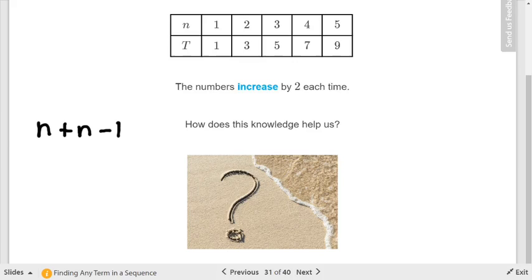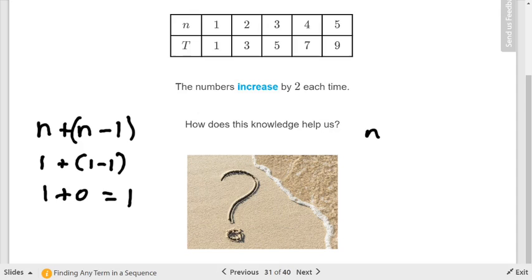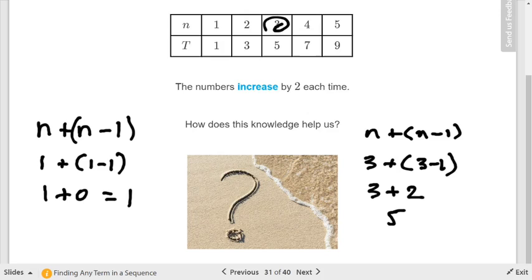Because if you look, let's see if that pattern works. If it's 1 plus (1 minus 1), we'll put that in a bracket just to make it a little easier. That gives me 1 plus 0, which is 1. So we tried n plus n minus 1, and we did the third number. That would be 3 plus (3 minus 1), which would be 3 plus 2, which is 5. So is it working? Yes.